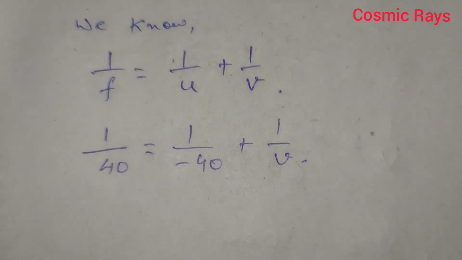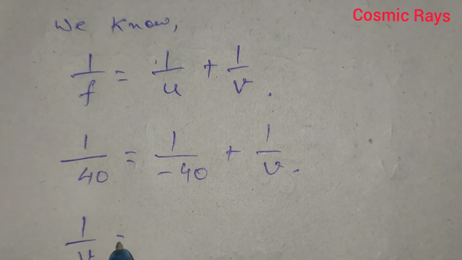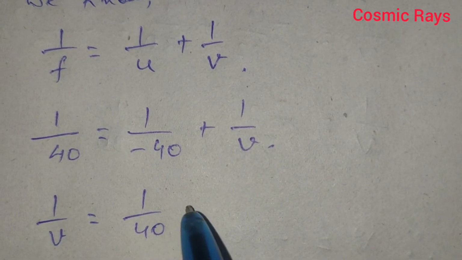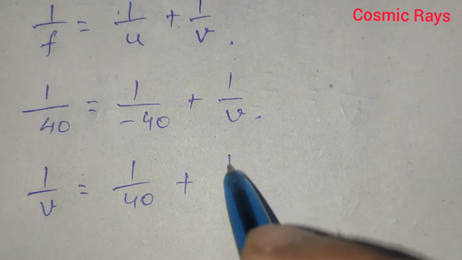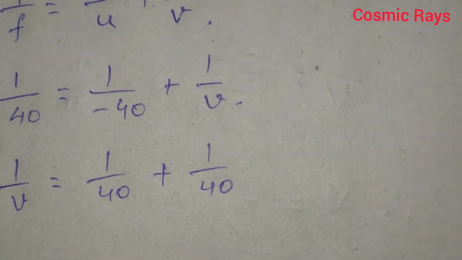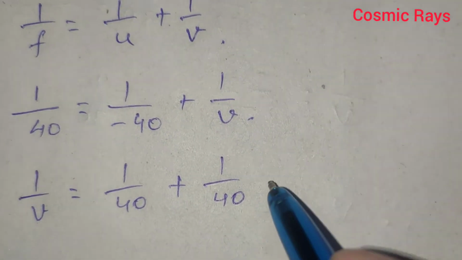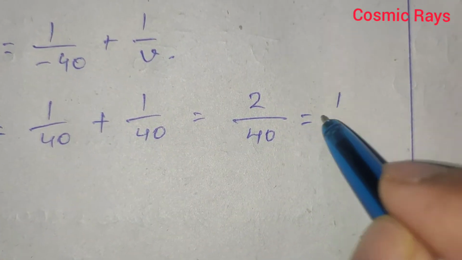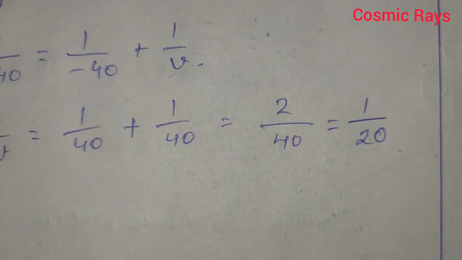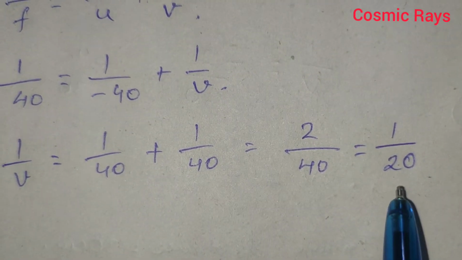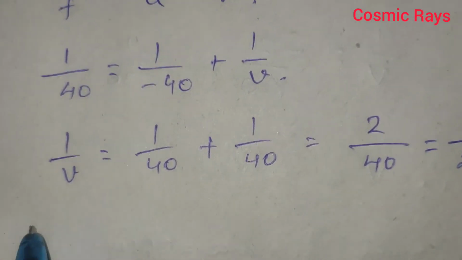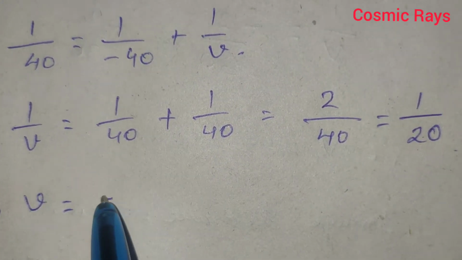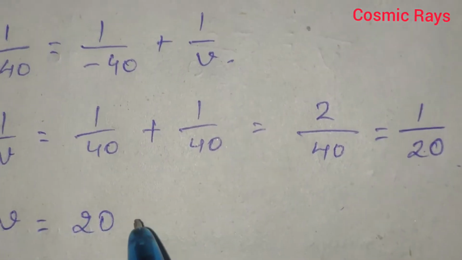We have to find 1 by v, so we keep it on one side, and everything else goes on the other side. So 1 by 40, this going that side becomes plus 1 by 40. Now we get 2 upon 40, or 1 upon 20. So 1 by v is 1 upon 20. Therefore v will be the reciprocal of 1 by 20, that is 20 centimeter.